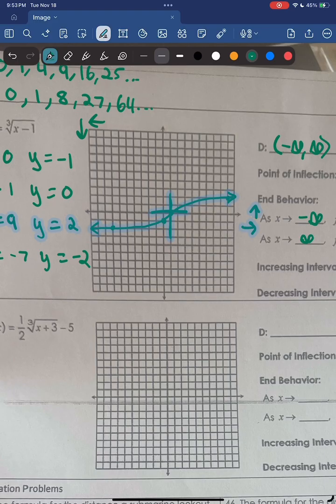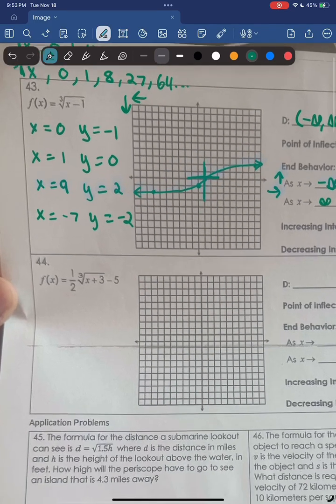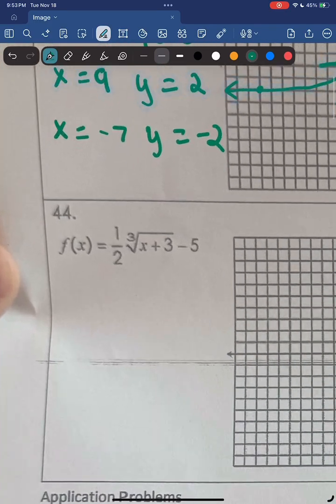Okay, this next one is another cube root one, and let's always try to think of our transformation so we can understand what's happening to the graph here, right? So we have a 1/2 shrink of the whole graph, and then we are moving the graph horizontally, moving it to the left 3, and then we're moving it down 5.